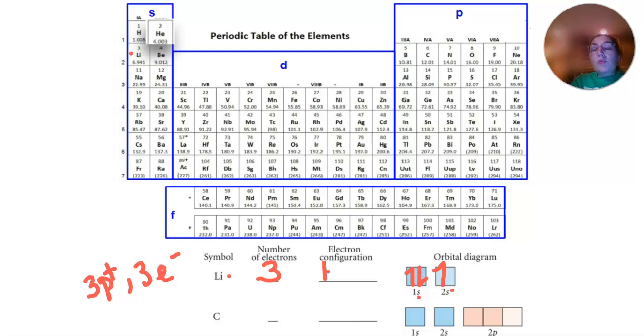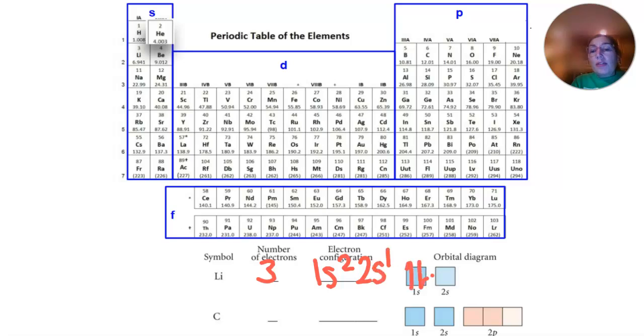So its configuration is 1s has 2 electrons, so you write that as a little superscript. And then at the 2s, you have 1 electron. And then what you can actually do is count up the superscripts for the number of electrons. So 2 plus 1 gives you a total of 3 electrons. So you count up the superscripts, 2 and 1 is 3. Okay. So let's just rewrite that so that we can really see it. 1s2, 2s1, up, down, up.